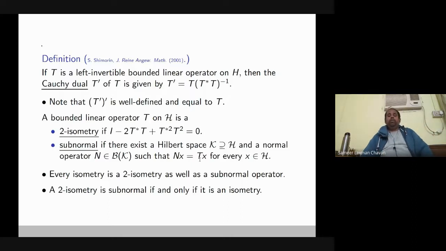So with this definition, we can state the Cauchy dual subnormality problem. A couple of facts just before that: every isometry is a 2-isometry, and an isometry is subnormal, but a 2-isometry is subnormal if and only if it is an isometry. So these are elementary observations, but nevertheless they give examples of subnormal operators.